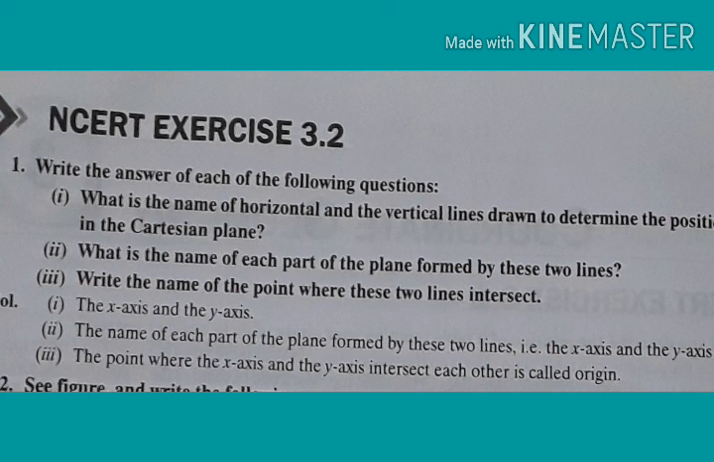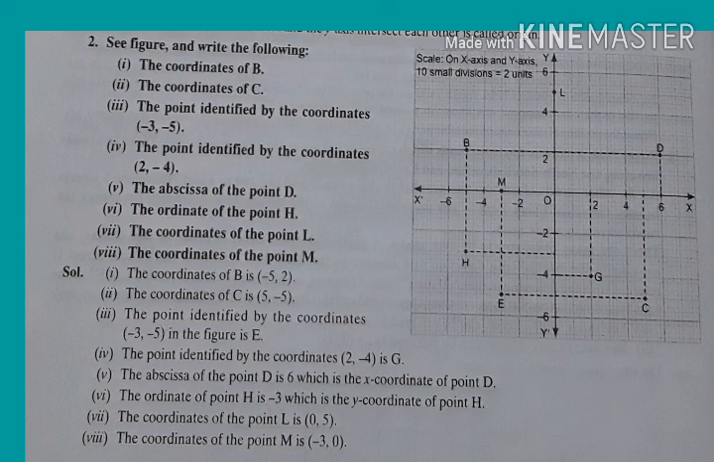Then the third question is, write the name of the point where these two lines intersect. That intersecting point of the axis lines is the origin. What are its coordinates? 0, 0. Okay, if they ask the coordinates of the origin, what is it? 0, 0. X value 0, y value is also 0. Now the second question. For the second question, they have given the graph.